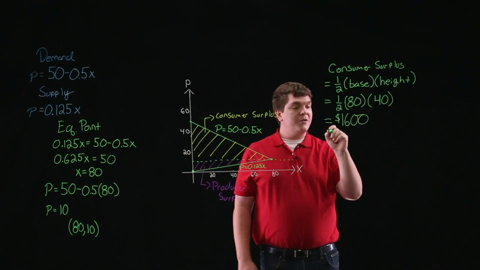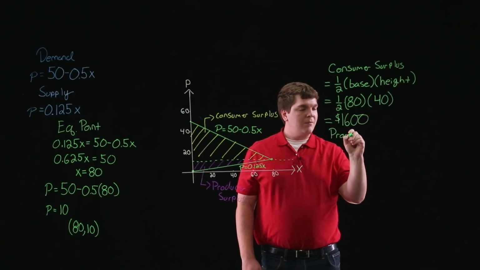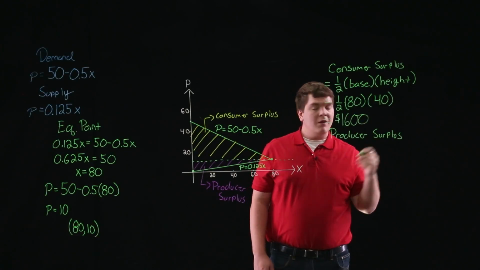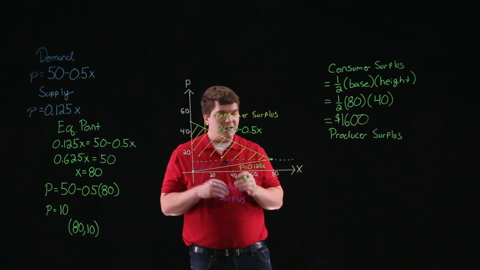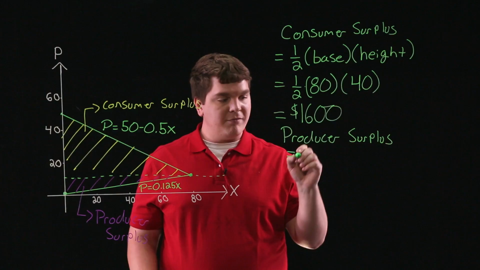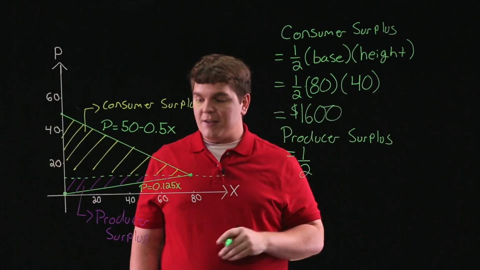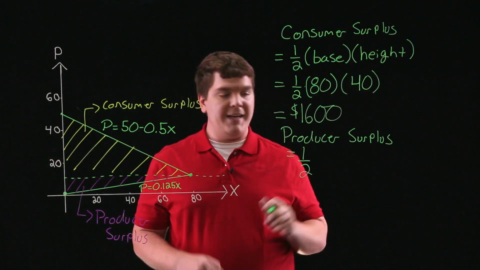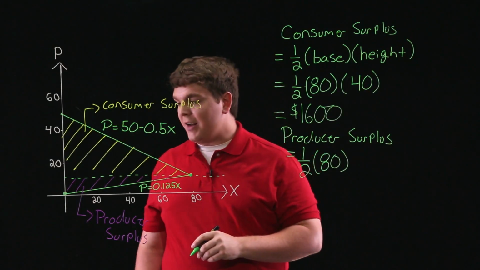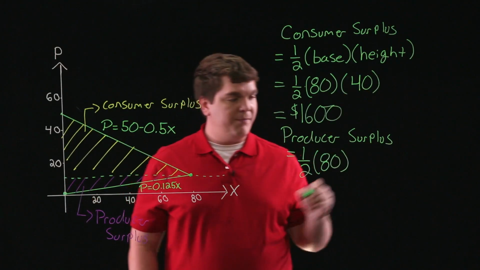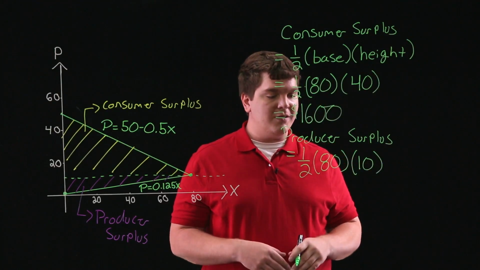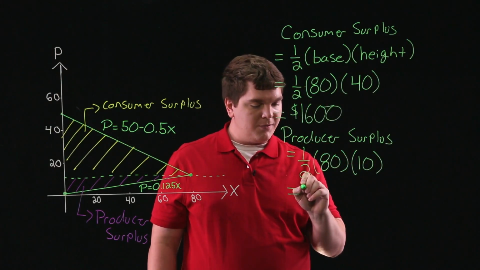Next, we want to find our producer surplus, which is the area of this triangle here. So again, the area is going to be 1/2 times the base, which in this case is 80, times the height, which is 10. So the producer surplus is $400.